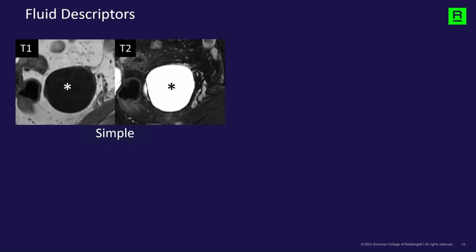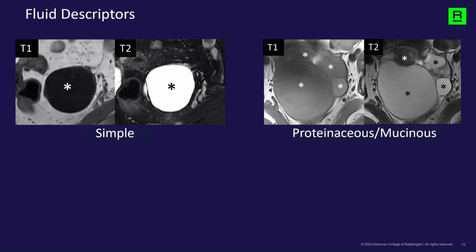In addition to physiologic cysts, there are also cystadenomas that may contain simple fluid. This is an example of a multilocular cyst containing proteinaceous or mucinous fluid. This fluid will have variable signal on T1 and T2 weighted imaging, as in this case, where each locule is exhibiting slightly different signal characteristics. But on T1 weighted imaging, the signal of the fluid is typically higher than adjacent skeletal muscle, in contrast to simple fluid.